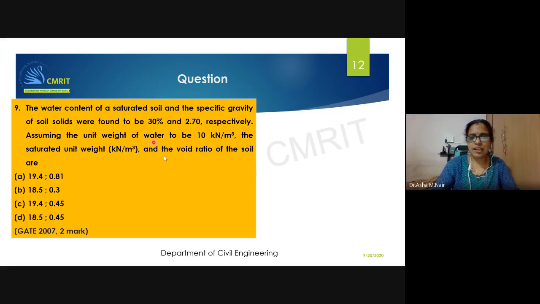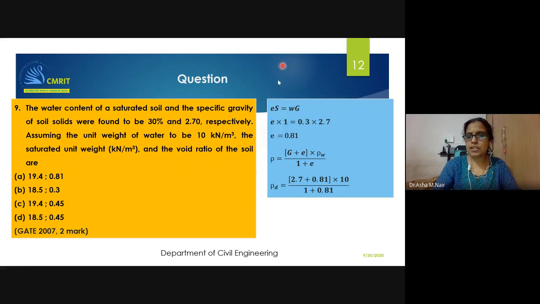Now let us see how to do this question. You are given the w value, so w is known, G is known. You are also given that the sample is saturated, so that means S is also given. You are asked to find out the void ratio, so you have to use the fundamental equation e times S is equal to wG. So you can easily find the void ratio. e times 1 is equal to 0.3 times 2.7, which is equal to 0.81.